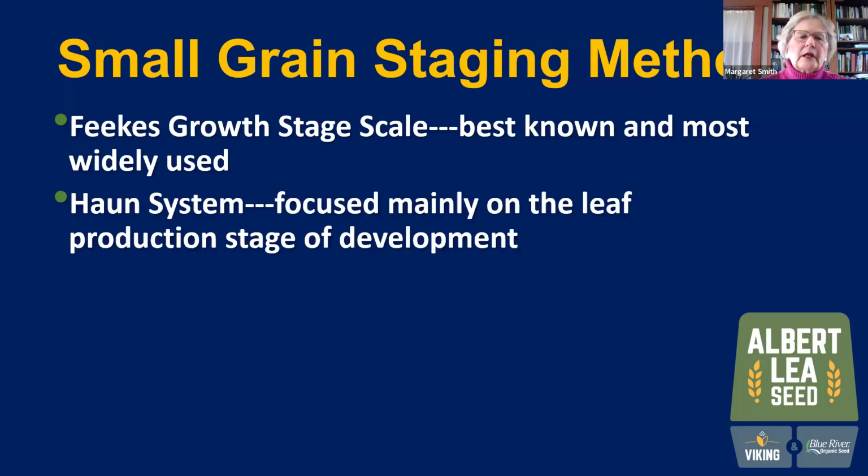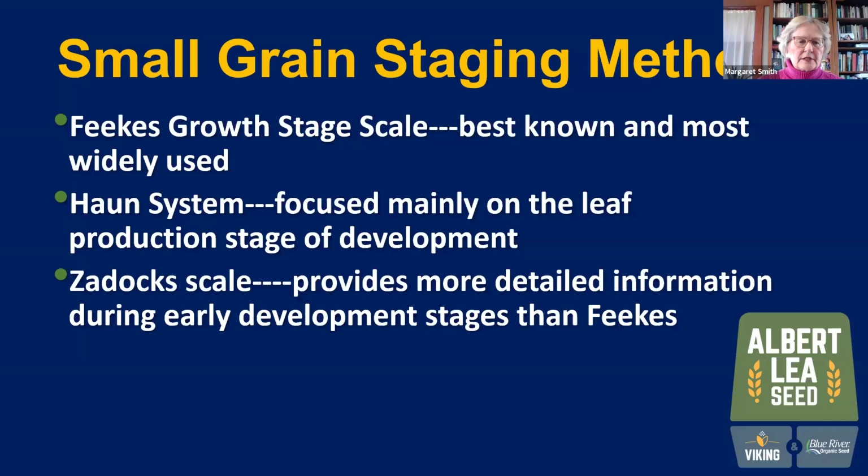The Haun system focuses mainly on leaf production stage of development, and this is not widely used. I see it rarely in literature or certainly in production guidelines for farmers. But the Zadoks scale is another one that's fairly widely used. It provides more detailed information during the early stages than Feeks does.